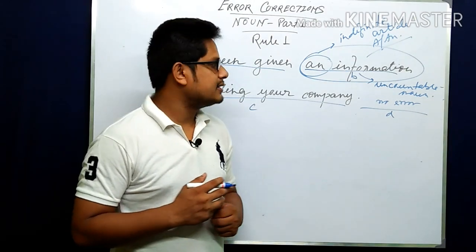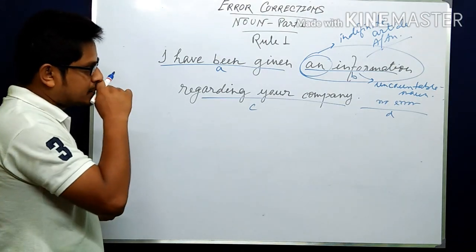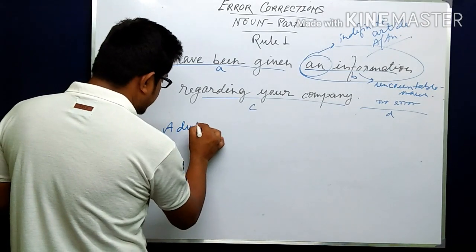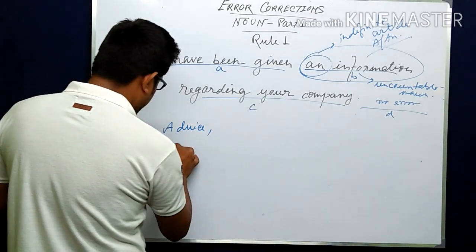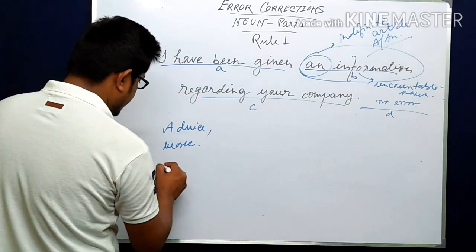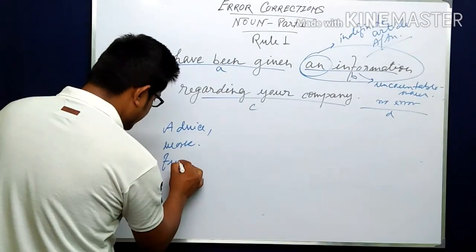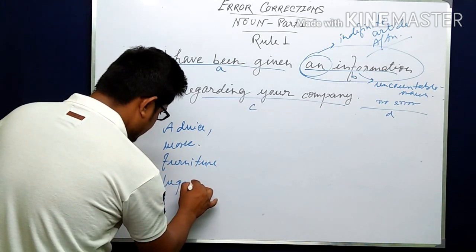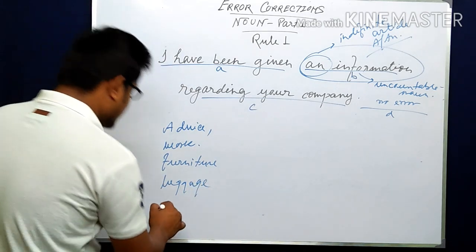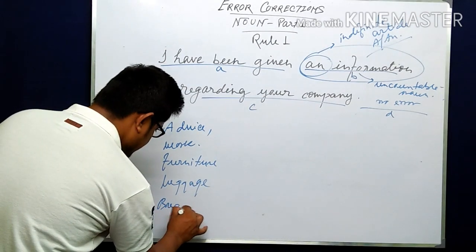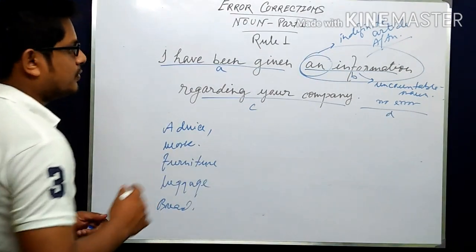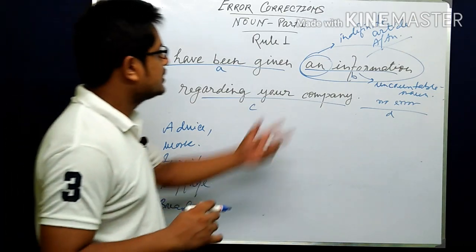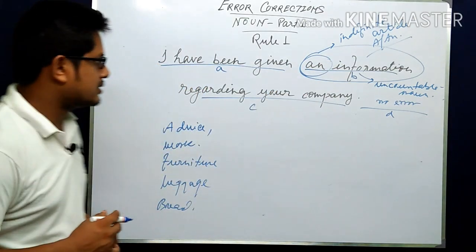There's a mistake in this sentence, right? Let me give you some examples of uncountable nouns. Suppose information, advice, work, furniture, luggage, bread, and so on. Uncountable nouns: advice, work, furniture, baggage, bread, information, and a lot more, right?